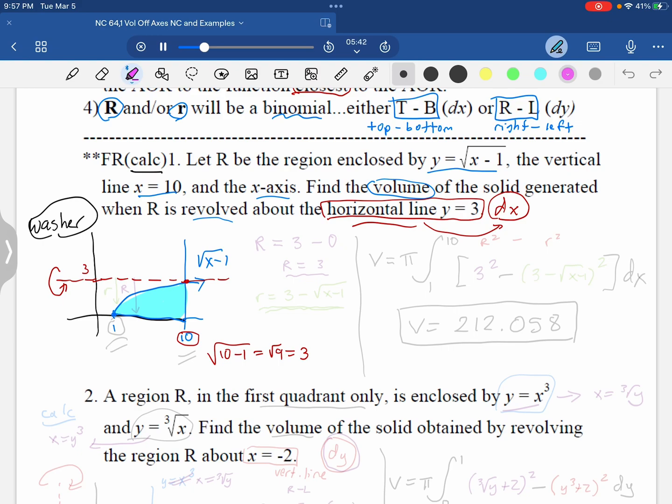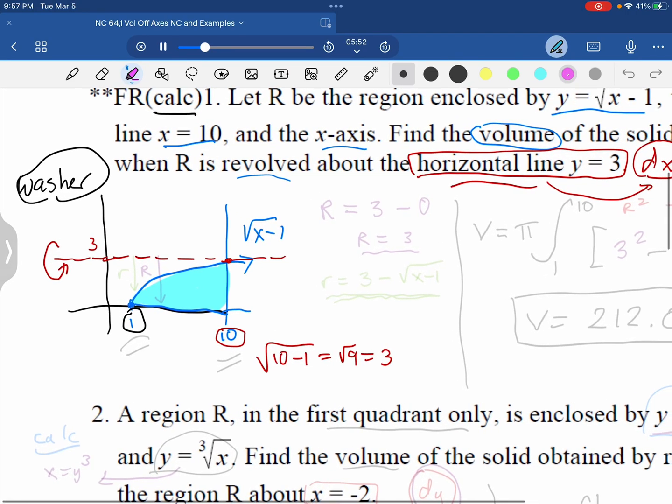So I think we have all the other pieces we need. We know where we're going to start and end on the x-axis. We know which functions close it off. So now we can set up our pieces. The big R is going to be the distance between the axis and the function further away. And it's always going to be whatever's on top minus whatever's on the bottom.